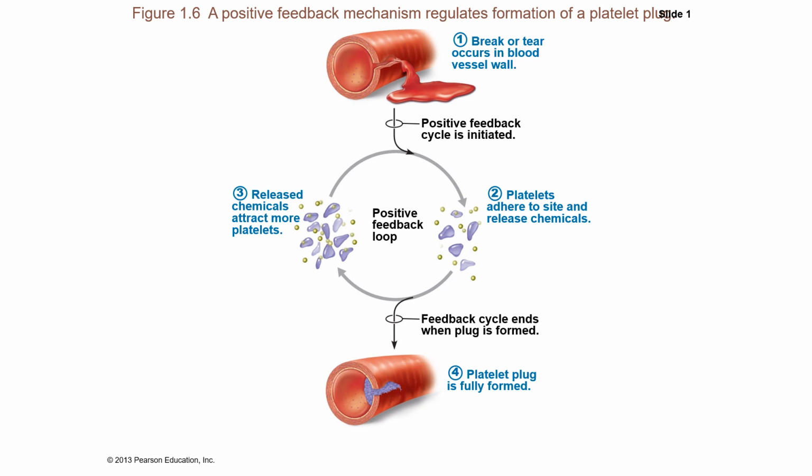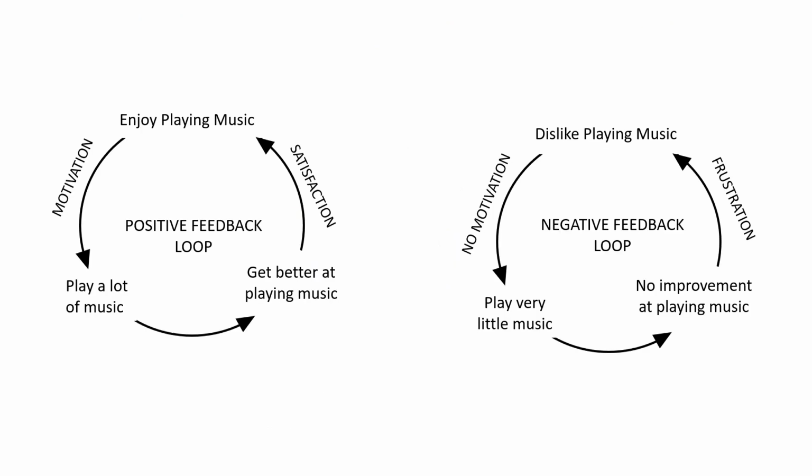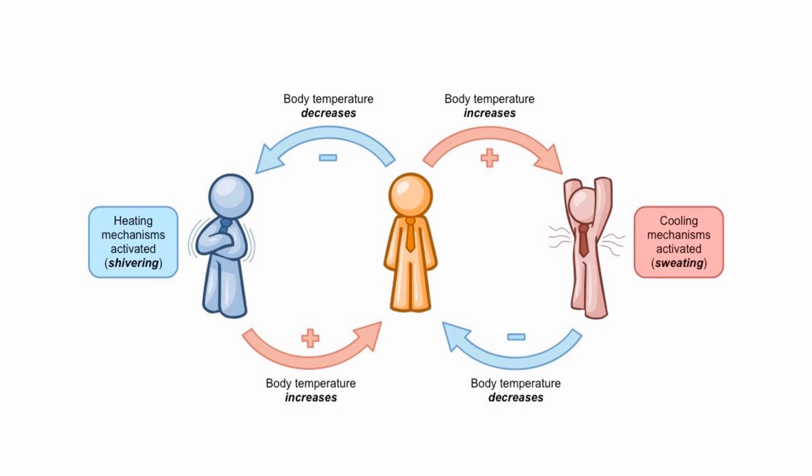Almost all of the feedback mechanisms that you hear about are negative feedback mechanisms, except for those two, oxytocin in childbirth and also platelet plug formation. But here you can see, does this look like negative or positive? So this is body temperature. Here is what's happened, and here's the response.